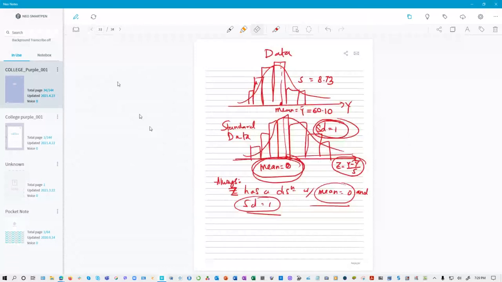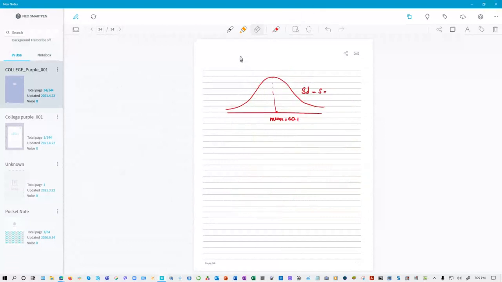It is 8.73. See, this is y bar, 60.1. This is S, 8.73. This is for y. Now instead of y, if I draw this one for Z, as I said earlier, it's going to become 0. The mean is 0 for sure. Doesn't matter whatever the data set that you are playing with, the mean is going to be 0 because it has been standardized.